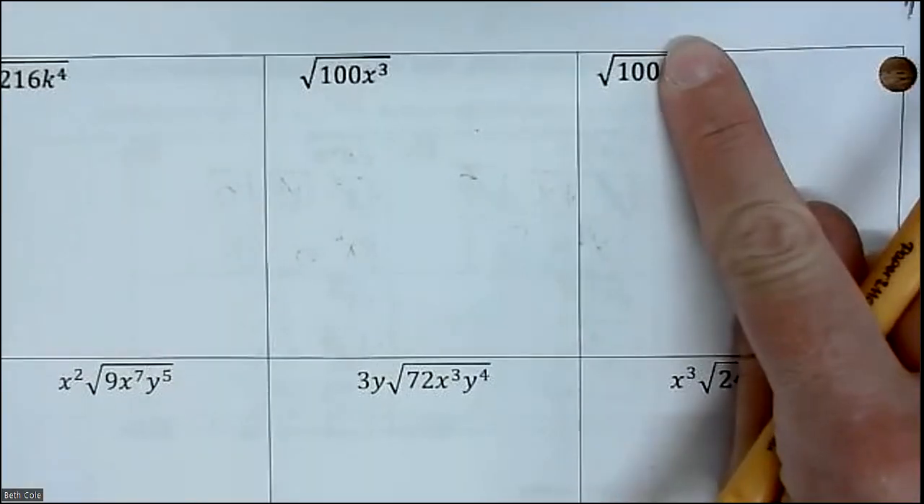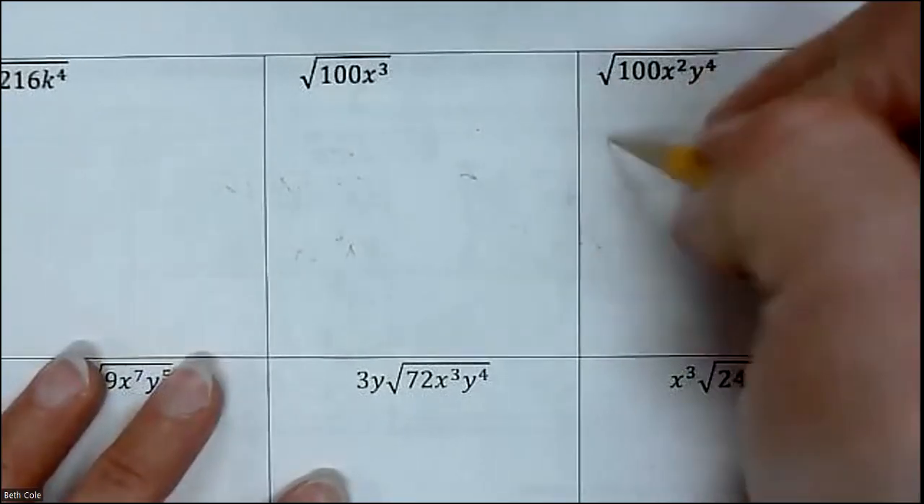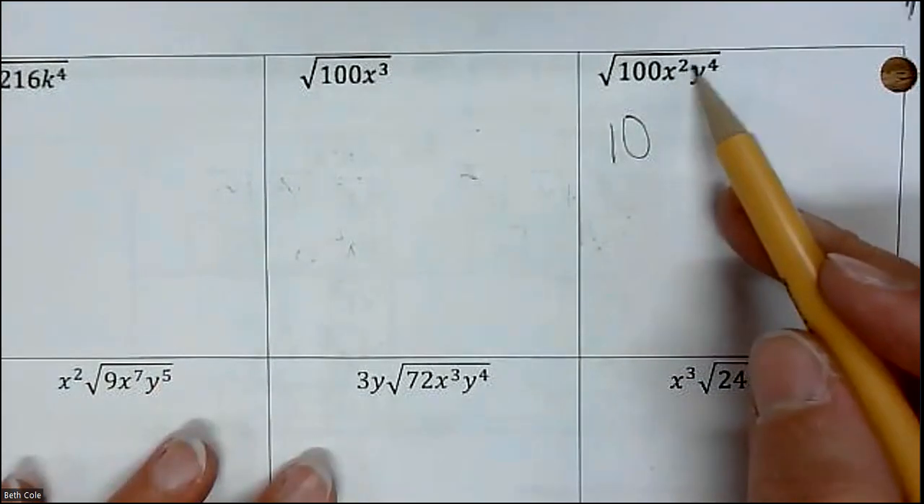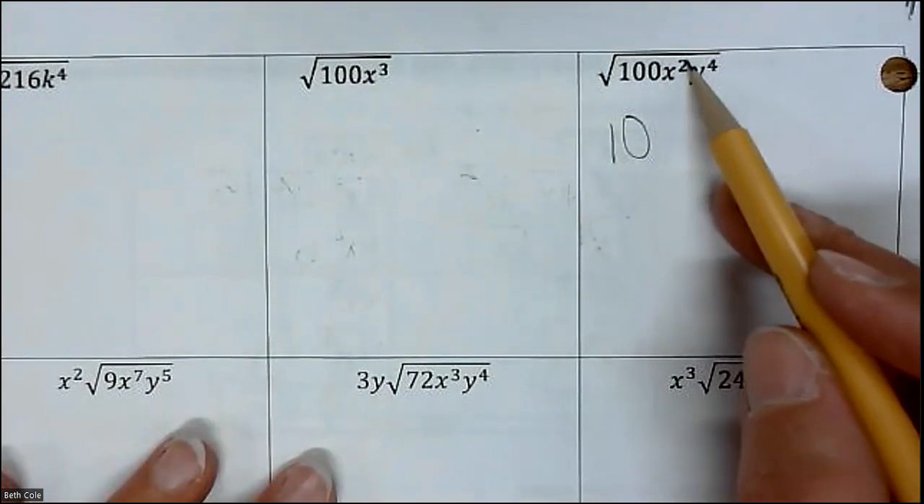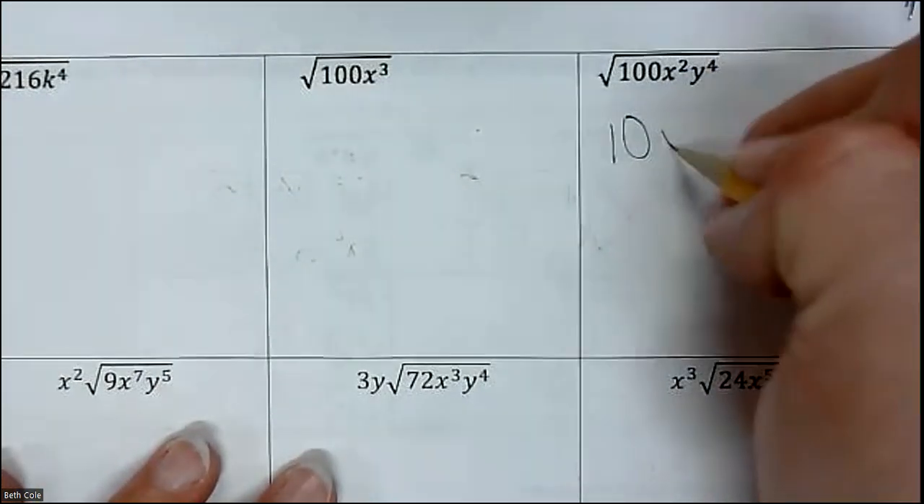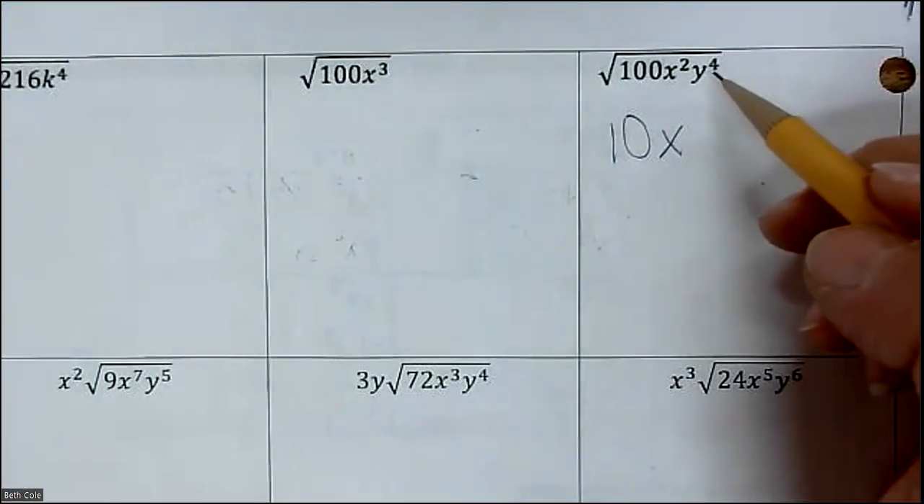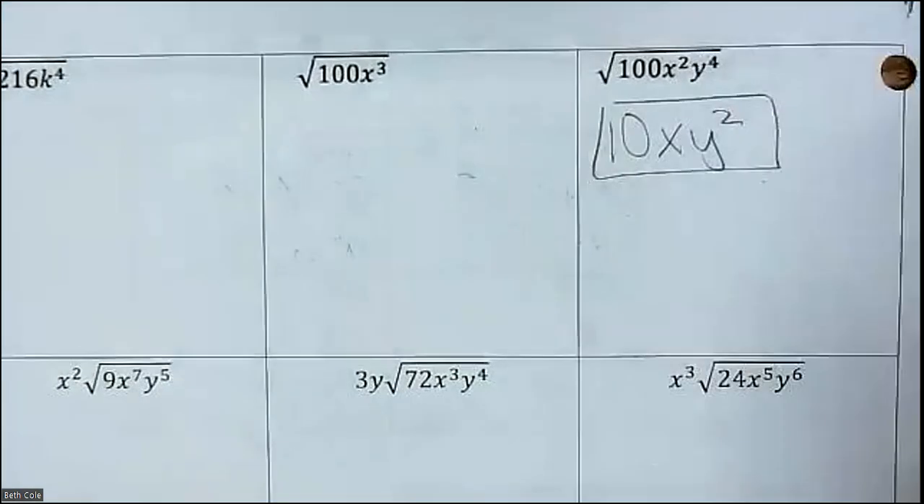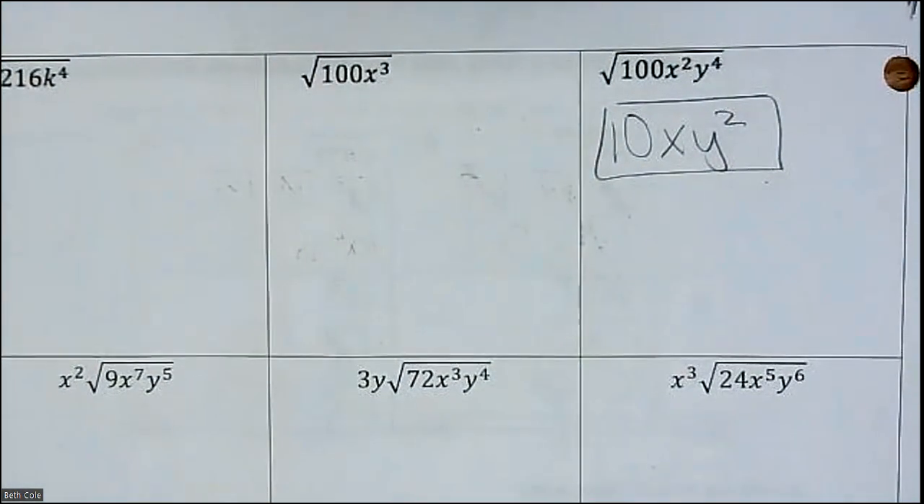What is your square root of 100? 10. That just works. And then these you're going to divide by 2. So what would this one be? X to the first. You can put the 1 in there if you want. And then this one, y to the second. That one just worked. We didn't have to build any houses and split anything apart.